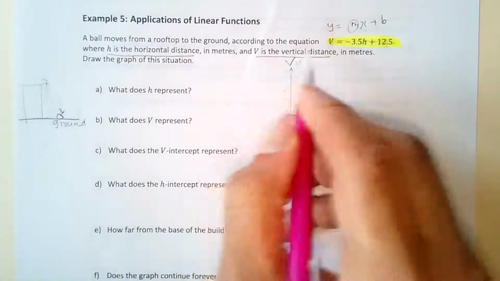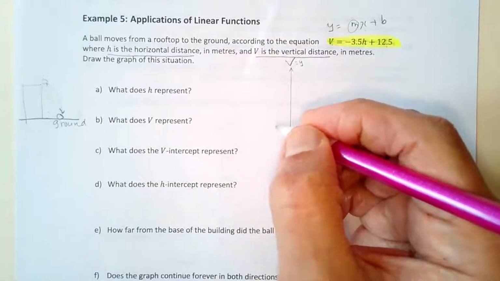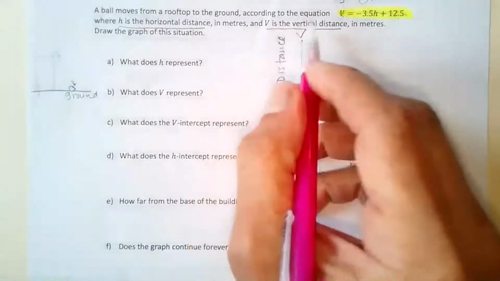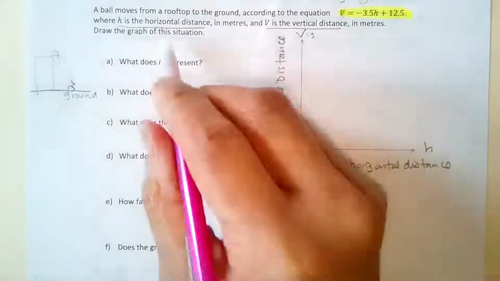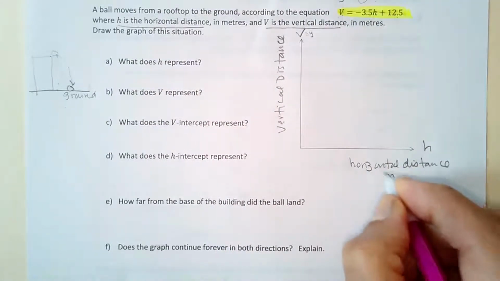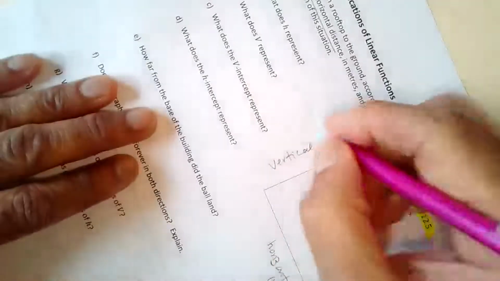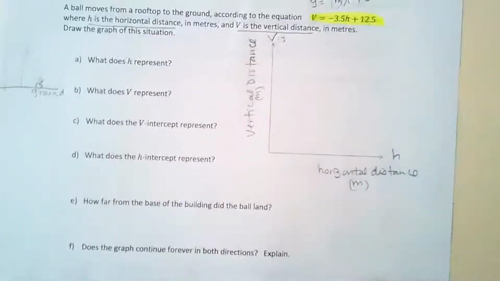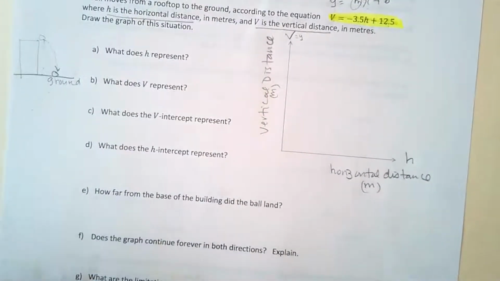The v is your vertical distance. So we'll write that this way here. Now, your vertical distance and the horizontal, they're both in meters. So we'll put an m here, and we'll put m also there. So we've labeled our x and y axes.